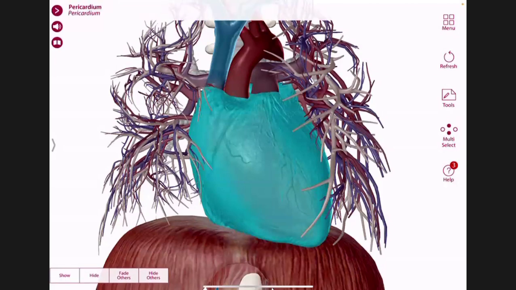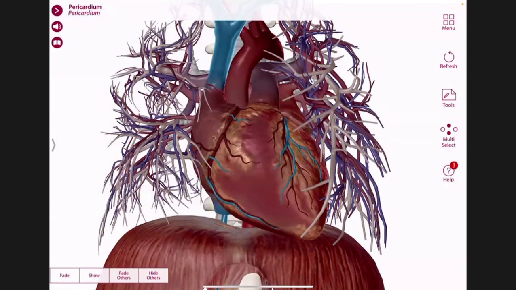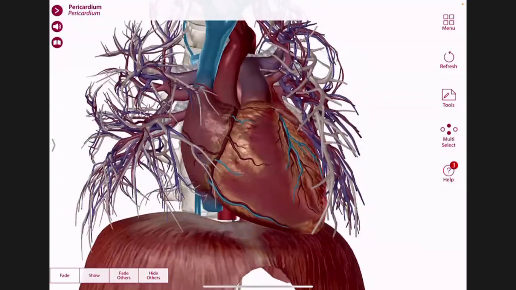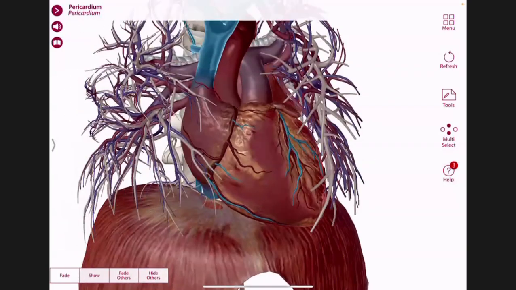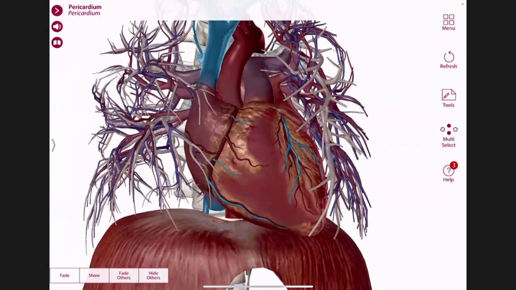Now this is the pericardium. Let us remove the pericardium. When you remove the pericardium, can you see the heart now? Yes. So the heart, if you see, the upper part is broad and it is called the base. The lower part is narrow. It is called the apex.